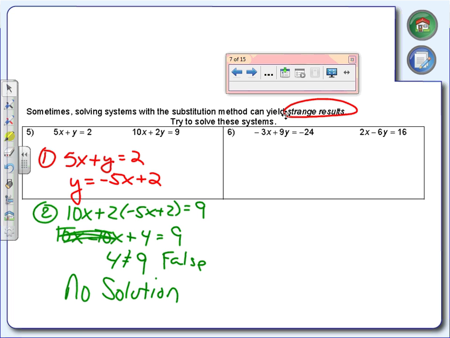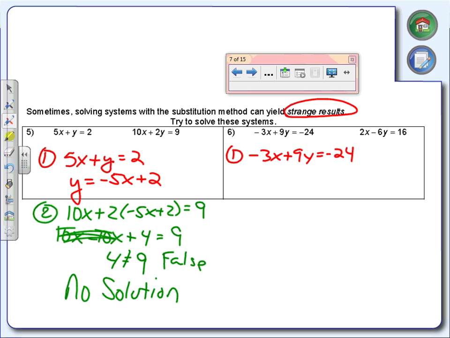All right, let's take a look at number 6. Something strange is going to happen on number 6 as well. First thing I need to do is get a variable by itself. Which variable are we going to get? An x or a y? What do you want to do? Y on which one? The first one or the second one? First one. Okay, let's take the first equation. And you said, which one are we going to get by itself? The y? Okay, we'll get y by itself.